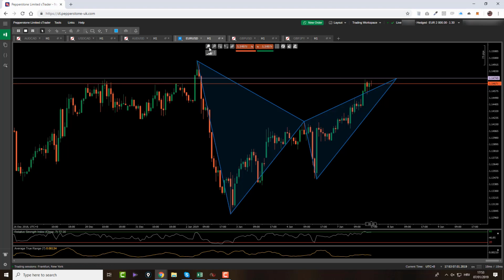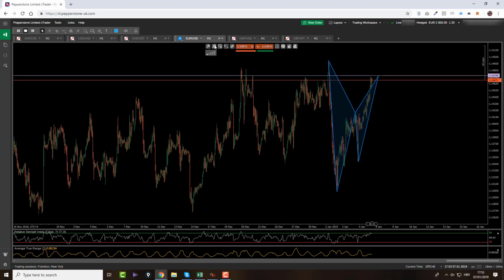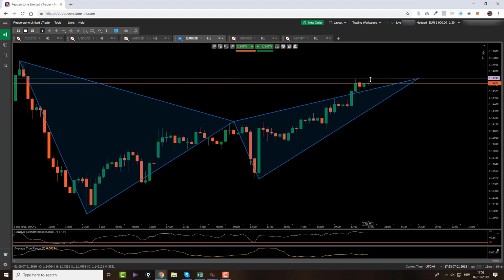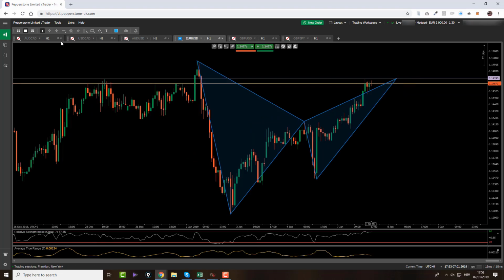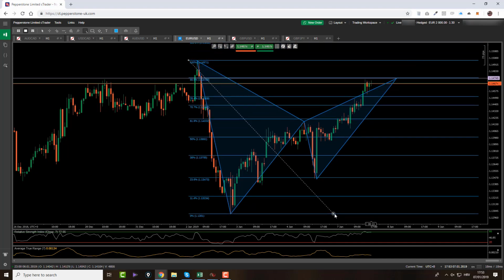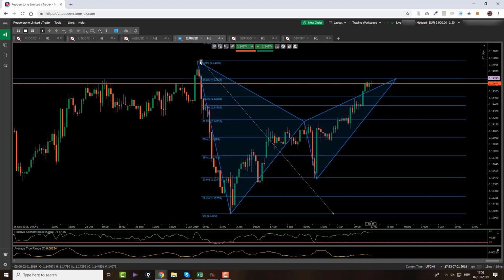Although this pattern looks really beautiful, and we have what I would say is a strong resistance here, and we are testing this and reaching the pending entry point, which I marked here. This line would be my entry point, the 0.886 retracement from the X to A leg, which is this. Let me bring my fibs up again to show you. See? It is a beautiful pattern, and I am not disagreeing with that.